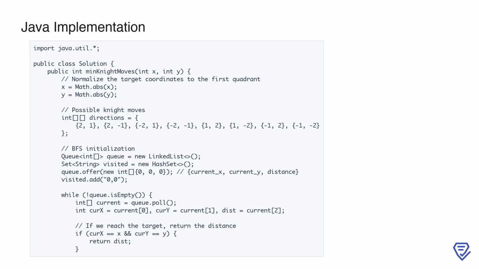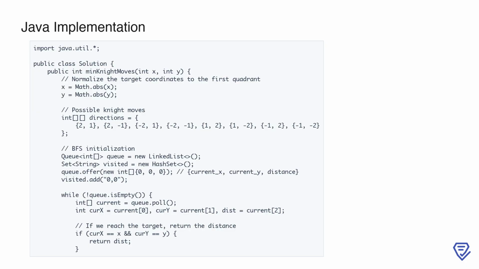Next, we define all possible moves a knight can make on a chessboard. These are represented as an array of direction vectors, where each pair corresponds to the horizontal and vertical components of a move. For example, 2, 1 means moving 2 steps horizontally and 1 step vertically.